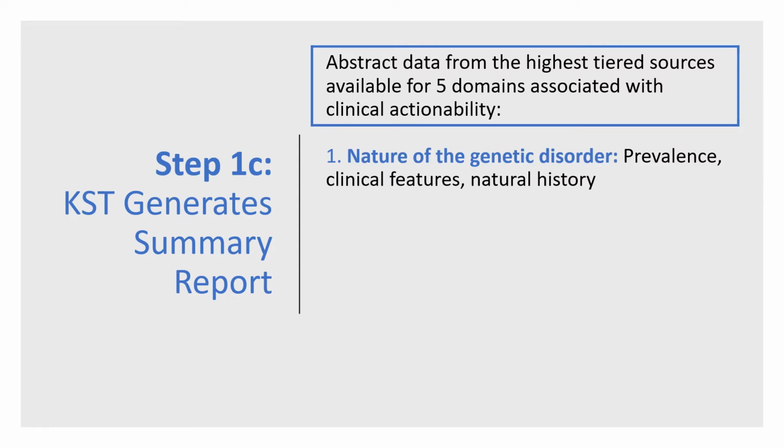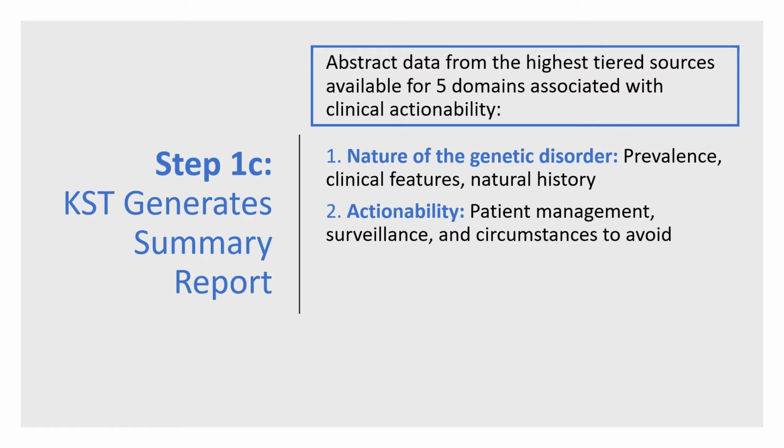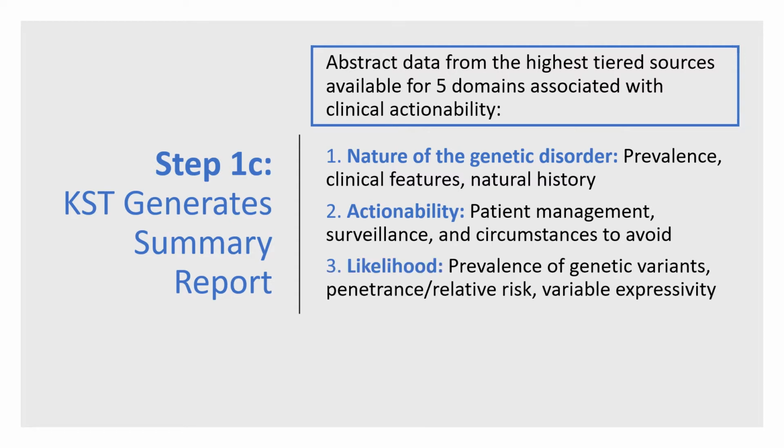We abstract information related to 5 domains associated with clinical actionability. So we start with the nature of the genetic disorder, which includes the prevalence of the condition, any clinical features and signs, as well as natural history. We pull information related to available interventions or actionability, including patient management, surveillance, and circumstances to avoid. We also pull information related to likelihood of the outcome to occur, which includes prevalence of the genetic variants, penetrance or relative risk, and variable expressivity.